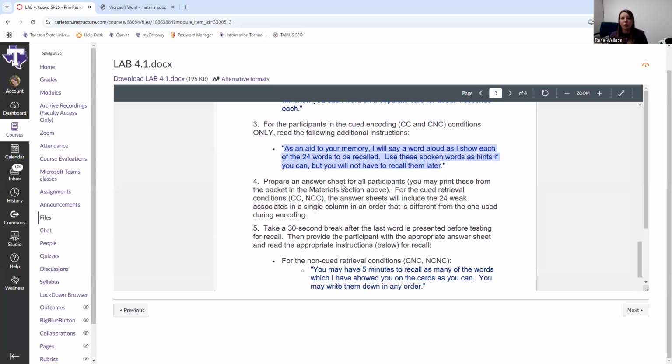Prepare an answer sheet for all participants, which I'm going to show you from the packets that we have for your cued retrieval conditions. The answer sheets have the 24 weak associates in a single column in an order that's different from the one used during encoding.